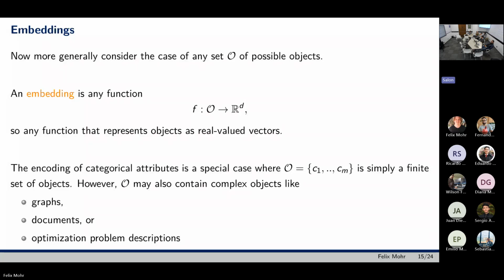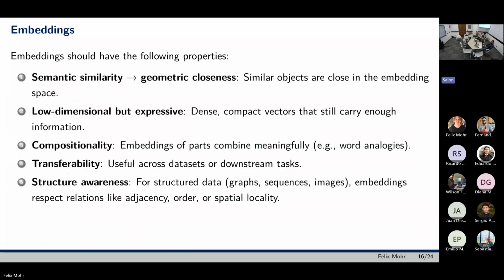It's not a formal requirement, because any function is technically an embedding, but we have some, like a catalog of requirements. So one thing is semantic similarity. Semantic similarity should imply geometric closeness. That means if two objects are similar in what we understand by similarity, then somehow in the vector space, their points should be closer together than other objects that are not so similar.